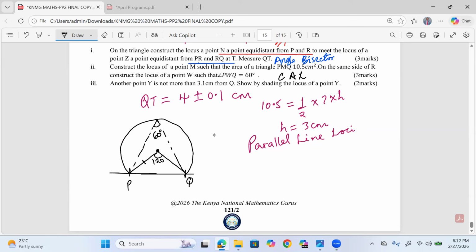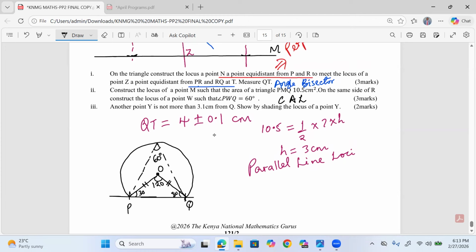And for us to have a center with 120, then it means because these are 2 radii, the base angles here need to be 30, like that. And as you can see, PQ is a chord to the circle. So we can start by constructing the two base angles of 30 so that after intersecting, they automatically give us a center where there is 120. Now using that center, we can call it center O, and OP or OQ as the radius, we can now make our circle.